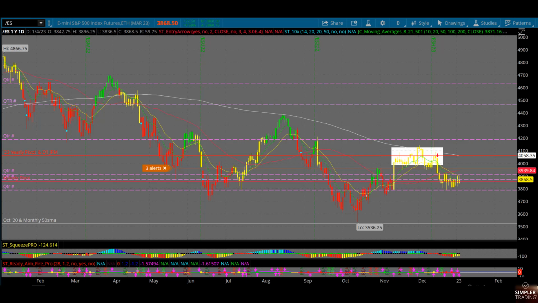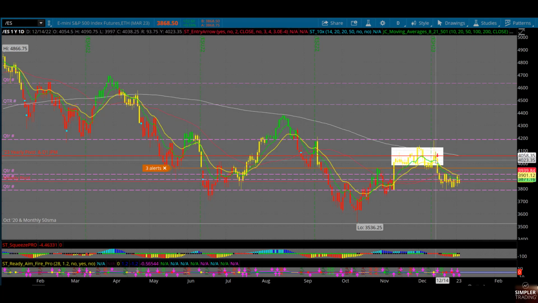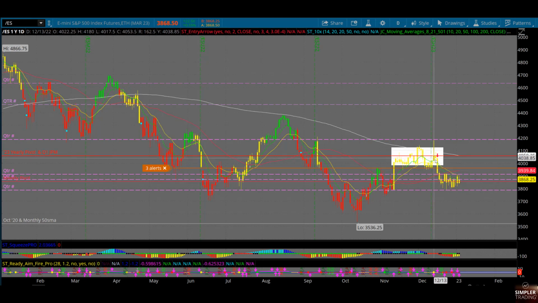Okay, so what you're looking at is a daily chart of the E-mini S&P futures. And what I want to draw your attention to is this upper region first, I guess, that we traded in from mid-November until mid-December, at which time price broke down away from this balance. And if you remember, balance up there was about 4,000.